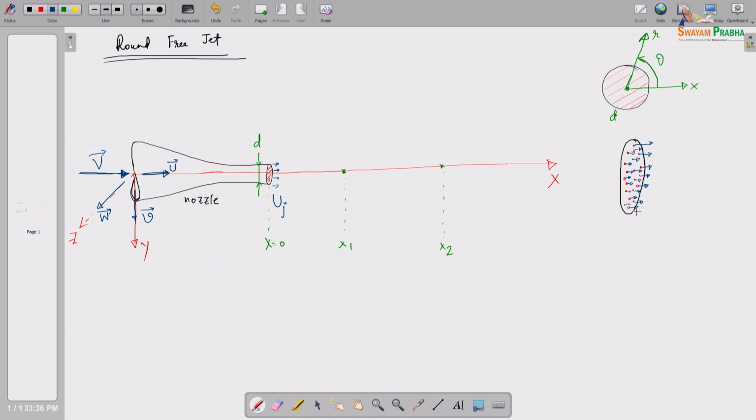Okay. Then how do I calculate the mean? This is at a certain instant of time. Let us just say at some instant of time I have this. Then how will I calculate the mean velocity which comes out of it? How will I essentially calculate u mean?